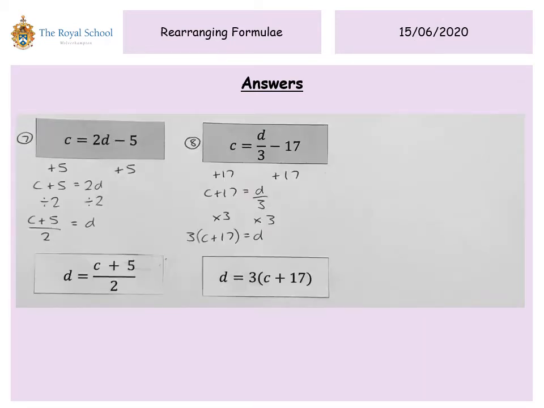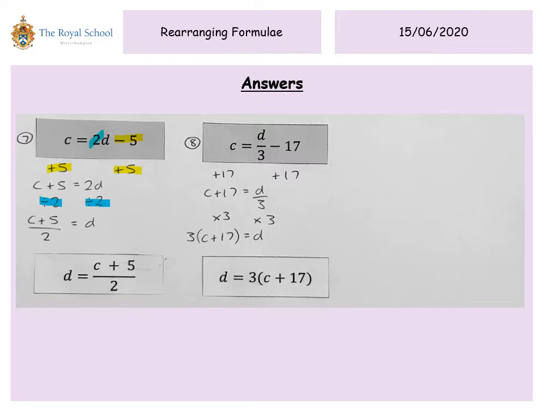And then the last 2 here with these 2-step formulas. So again here, let's have a look at what's happened to D in question 7. D's been multiplied by 2, then we've taken away 5. So the first thing to do is get rid of the last part of BIDMAS, so get rid of the take away 5 by adding 5. And then we get rid of the times by 2 by dividing by 2.